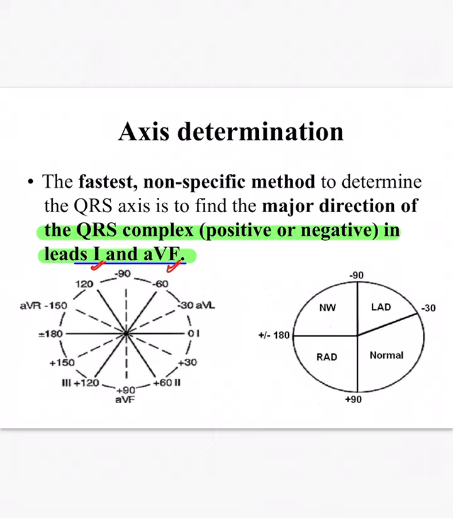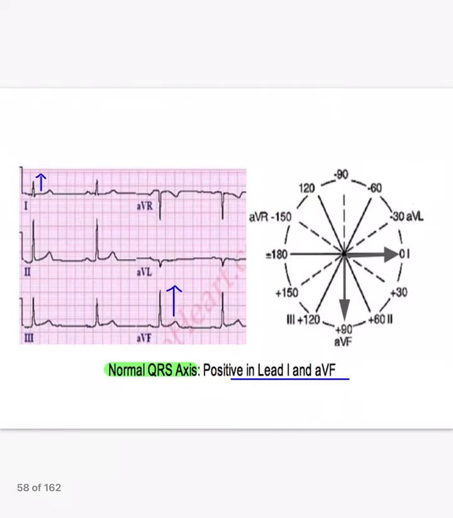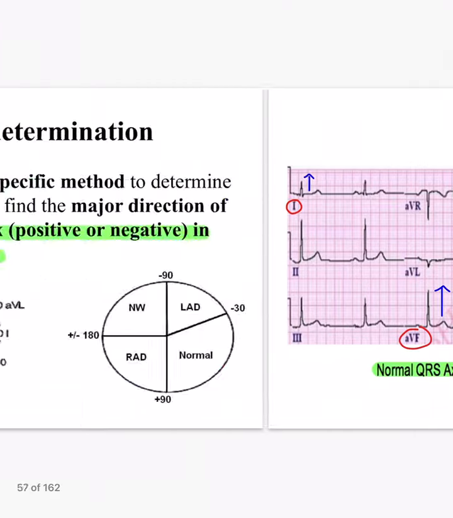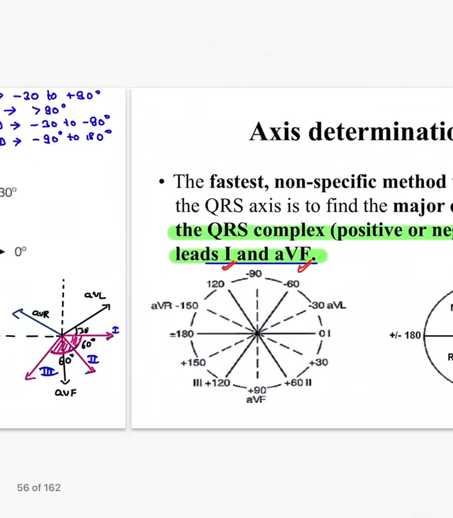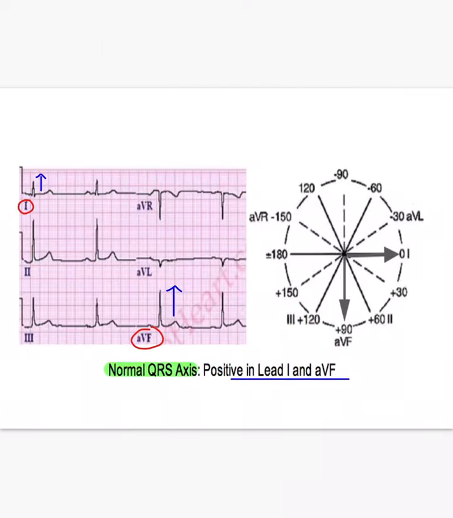Okay, so this is important. Axis determination is by lead 1 and lead AVF. Check lead 1, check lead AVF. How do you determine? We need to see where lead 1 was. If you might have seen my graph, this thing is important. V1 was here, and AVF is here if everything goes fine. Now let's plot accordingly.